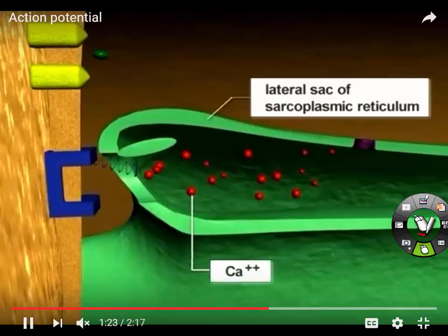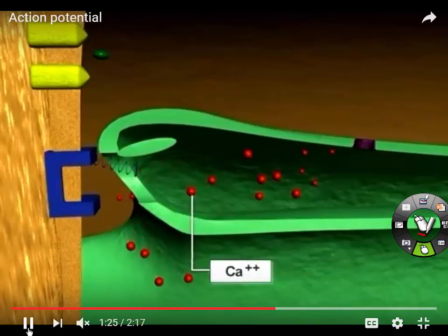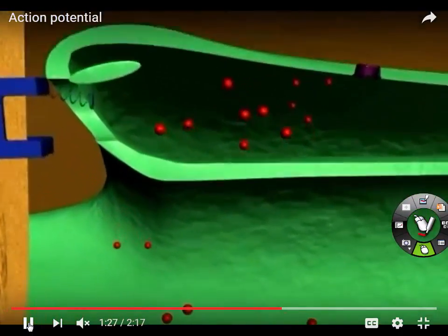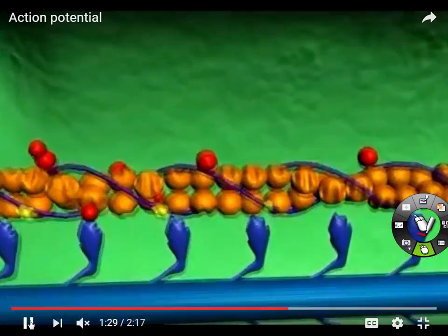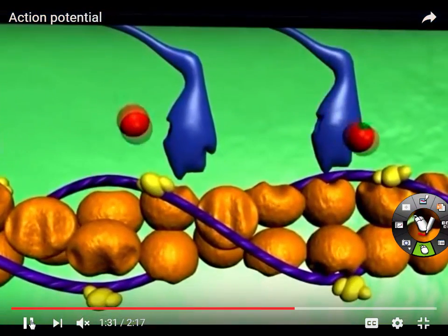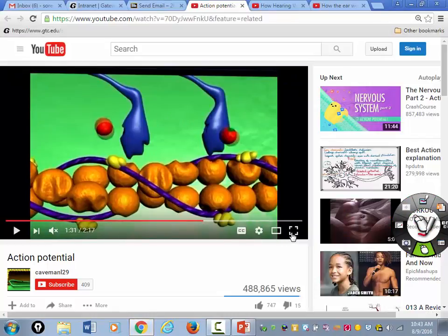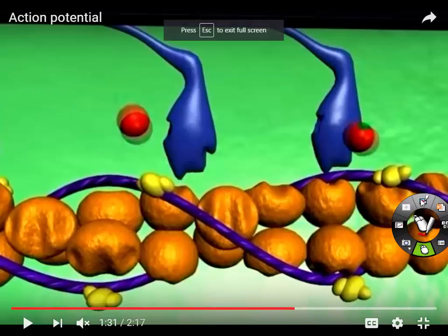Now watch. The calcium, once released from the sarcoplasmic reticulum, is going to flood into the actin and myosin filaments. Now watch. Cardiac muscle and skeletal muscle contraction is identical. You got me? So here we go. So watch.